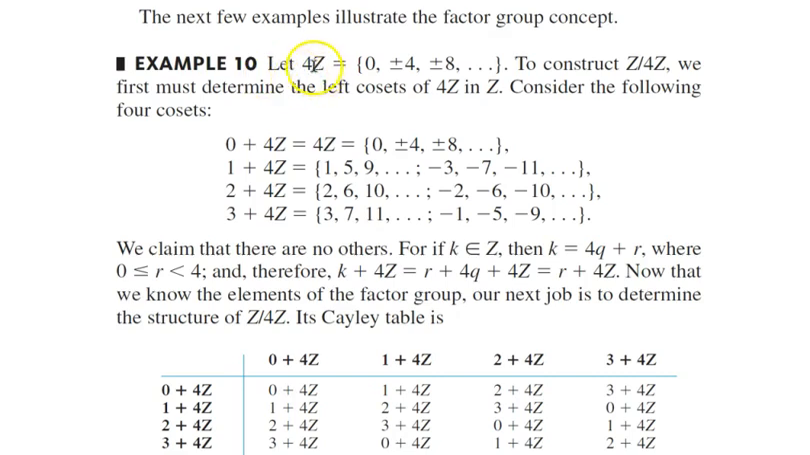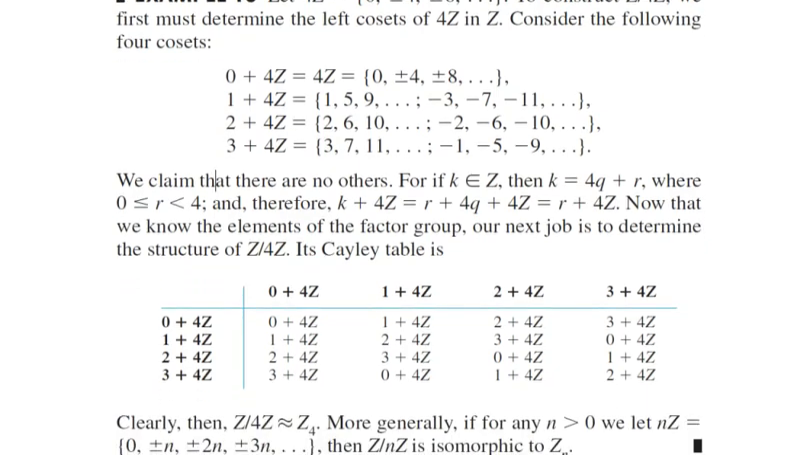Example 10. Let 4Z be the set of all multiples of 4. We construct the group Z factored by 4Z. So we have to consider the 4 cosets. Z has only 4 cosets with respect to the subgroup 4Z. For example, in this coset 3 plus 4Z, we have all the integers that have a remainder of 3 when divided by 4. Because Z with respect to addition is abelian, 4Z is normal, and the factor group can be defined.